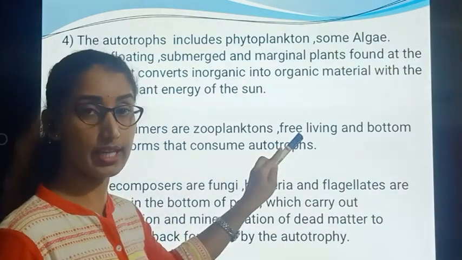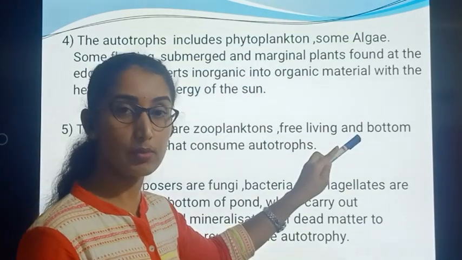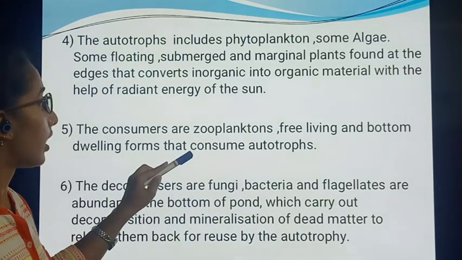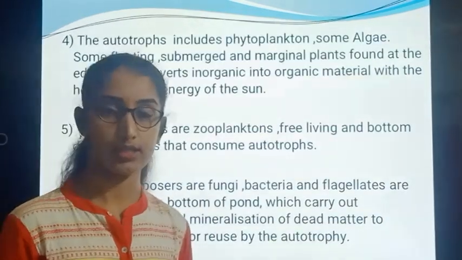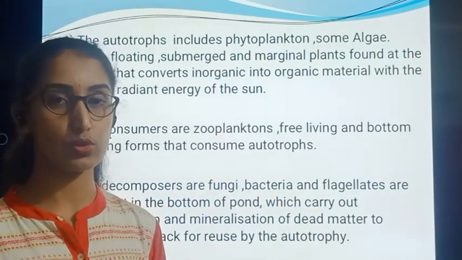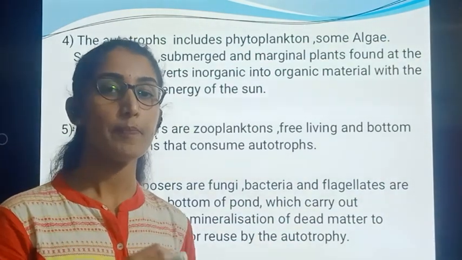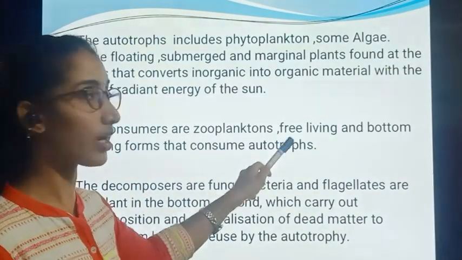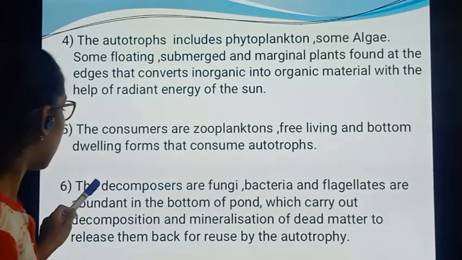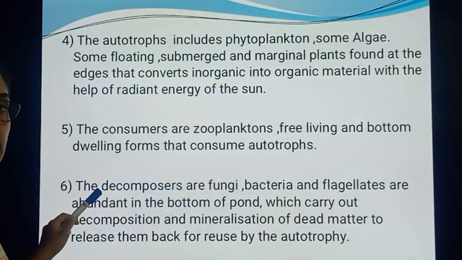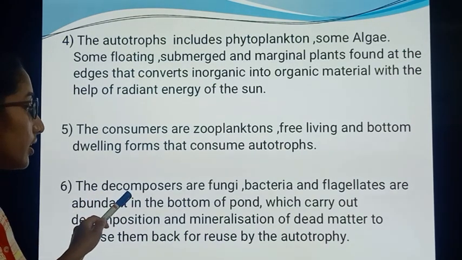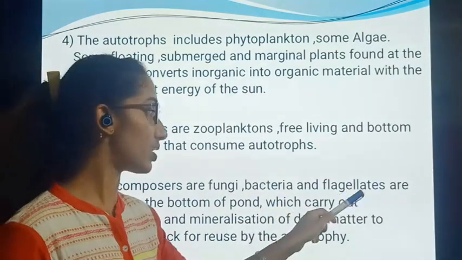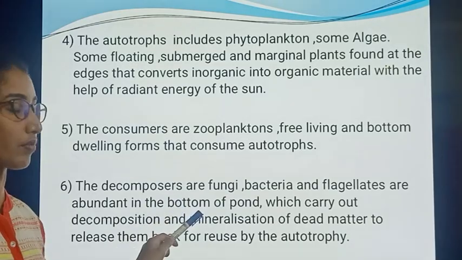They might be free living, or they may be living in the bottom of the pond, as bottom dwelling forms that consume the autotrophs. That means all these consumers, that is zooplanktons, depend on the producers, which are the autotrophic plants or the algae. The decomposers are another type of organisms. For example, fungi, bacteria and flagellates are abundant in the bottom of the pond.